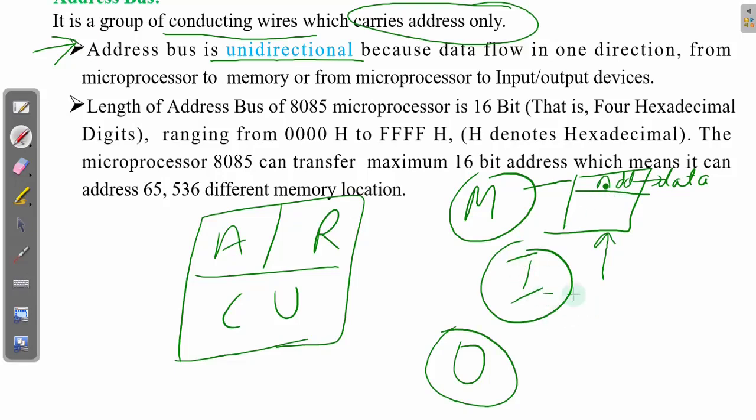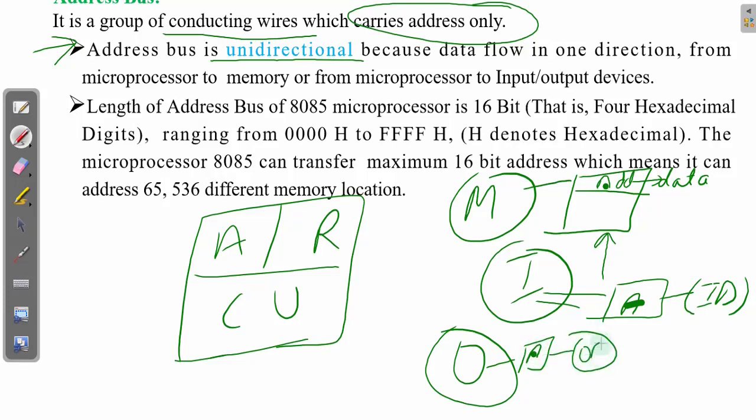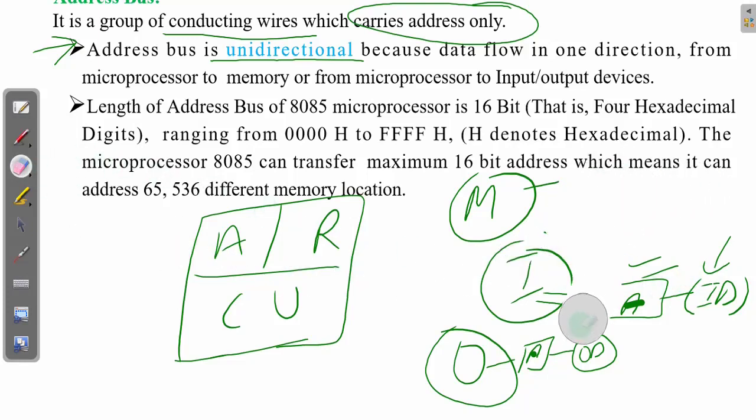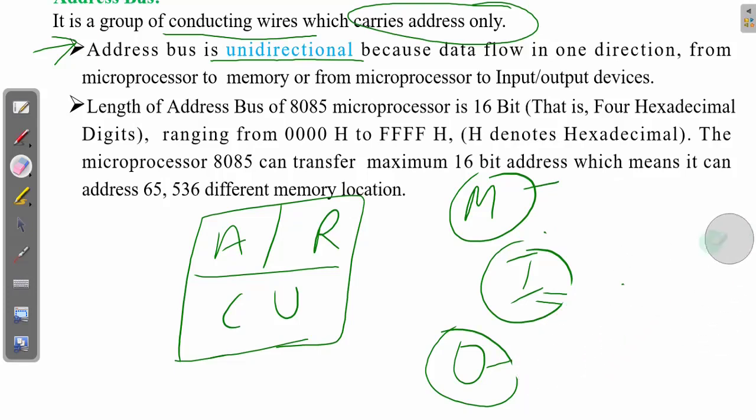Similarly, your input device will have some address, and at that address you will find some input data. Similarly, an output device will have some address, and at that address you have to pass some output data. Getting my point? All the peripheral devices you are looking at have something called an address, and at that address you will find some kind of data. So all the peripheral devices have addresses. That is what I wanted to say.